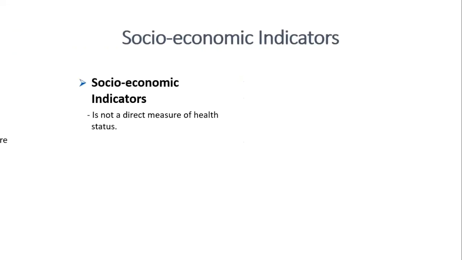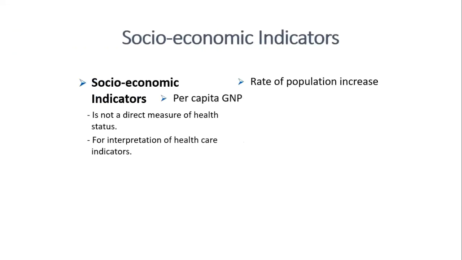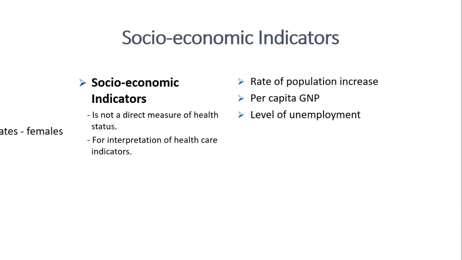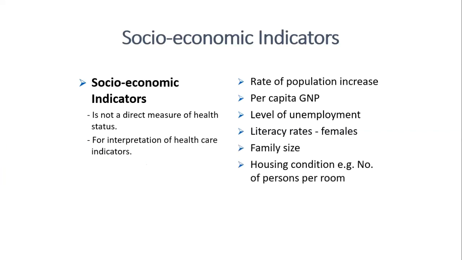Now, socio-economic indicators. Again, in this you will see GDP, gross domestic product, gross national product, GNP, levels of unemployment, literacy rate, family size, housing condition.